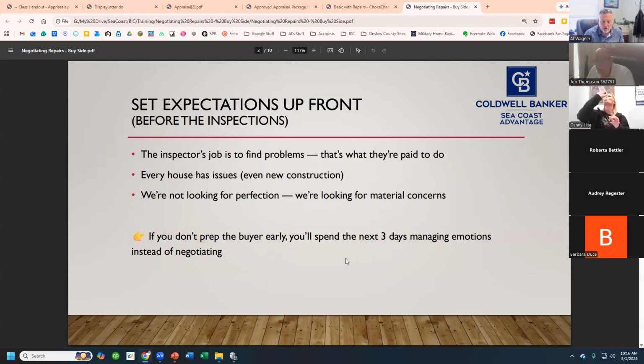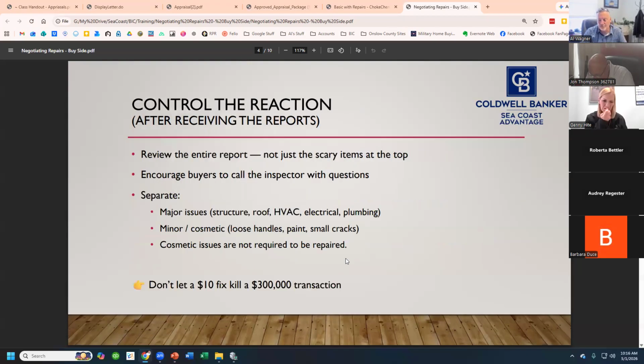So these are conversations you need to have with the buyer up front before you order inspections. When you're walking the home and you see issues, you say, look, we'll have a home inspection done, but understand they're going to find problems and they're going to try to scare the shit out of you. That's their job. Their job is to find these problems and to scare you. But prep your buyer. You've got to control the reaction, right?